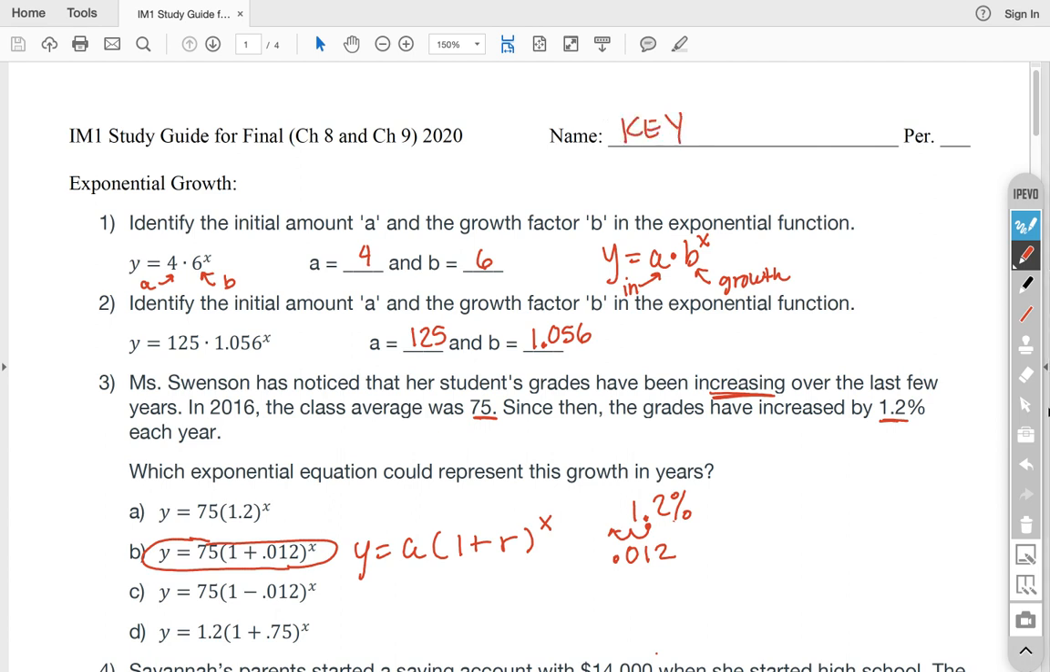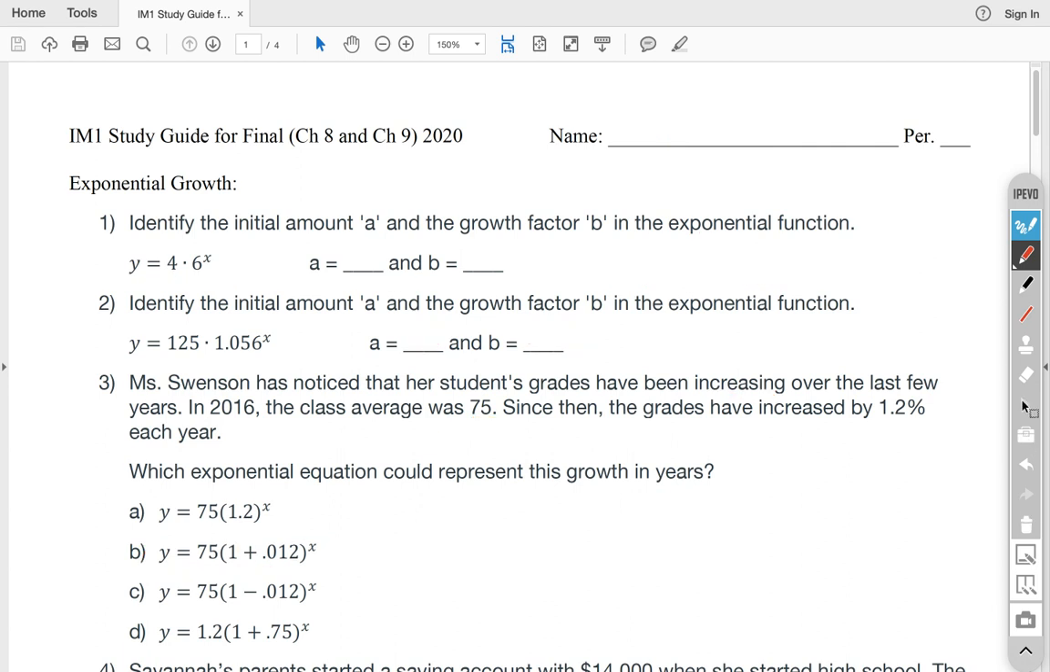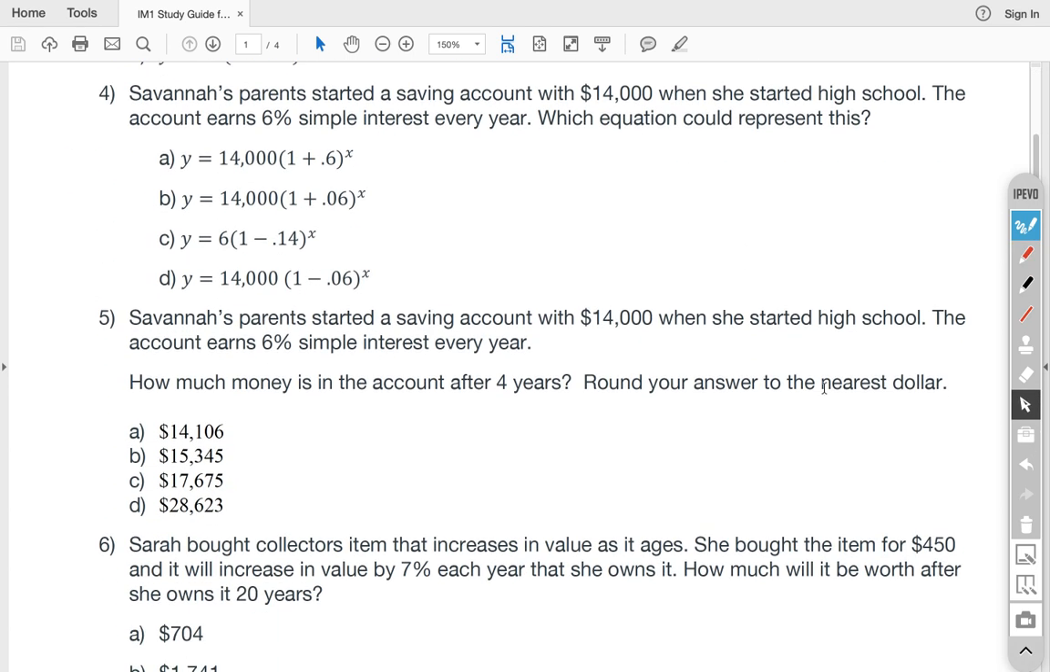All right, let's go ahead and move down to number 4 now. Number 4, Savannah's parents started a savings account with $14,000 when she started high school. The account earned 6% simple interest each year. Which equation could this represent? So 14,000 is the starting value, and it's gaining interest, and 6% is 1.06. So that would be this one. It's gaining because it's earning interest. When it says earn, that means it's gaining interest, not losing.